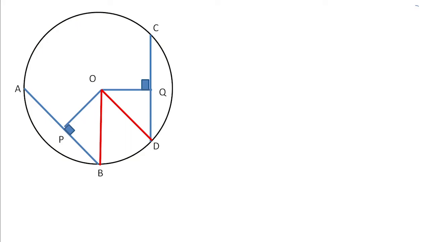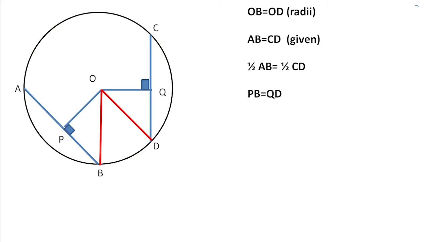Here we got two triangles OPB and OQD. We know that OB equal to OD, because in a circle, we can draw as many radii as we need and the radii must be equal. And AB equal to CD, we took two equal chords. That is already given. So if we take half of AB and half of CD, that also will be equal. Now, half of AB is PB and half of CD is QD. So that also will be equal.